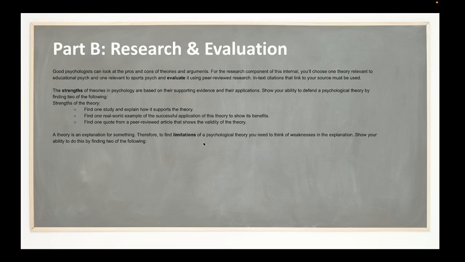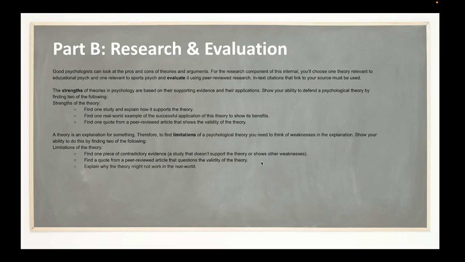Then we get to the limitations. Okay, so we look for the limitations. You could do this by showing some contradictory evidence. Is there a study that doesn't support the theory or highlights a weakness? Can you find a good quote from a peer-reviewed article, right? So from a knowledgeable psychologist, a credible source who questions the validity of the theory. Can you explain why the theory might not work in the real world? So this is your own thinking coming into play here.